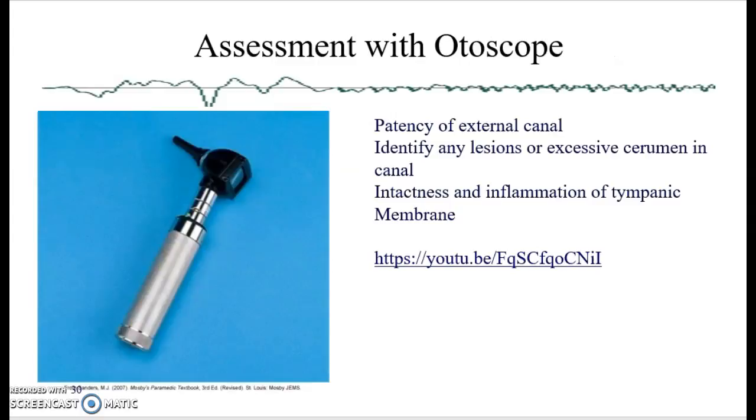Using an otoscope, I've given you a YouTube video here that gives you a good rundown on how to use an otoscope. You're looking for patency of the external canal. You want to look, are there any lesions or excessive wax in the canal that may be creating a blockage to hearing? Is the tympanic membrane intact, or is there inflammation associated with it when you look in there?